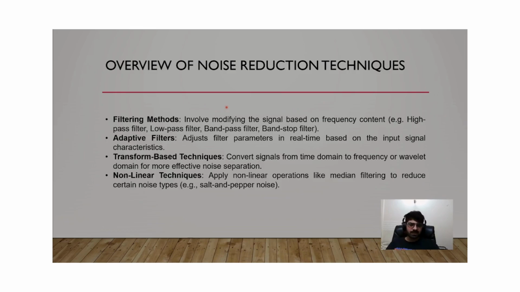Adaptive filters adjust their parameters in real time based on the input signal characteristics. Then we have transform-based techniques. These techniques convert the signal from time domain to frequency domain or wavelet domain, and then separate noise for more efficiency. Then we have nonlinear techniques. We apply nonlinear techniques like median filtering to reduce certain noise types like salt and pepper noise.